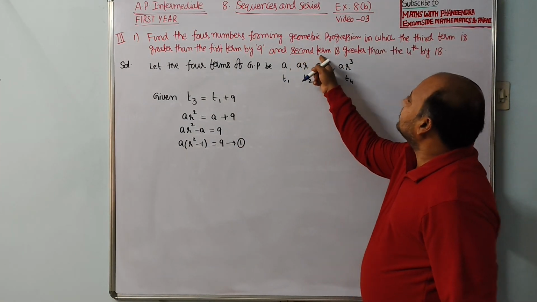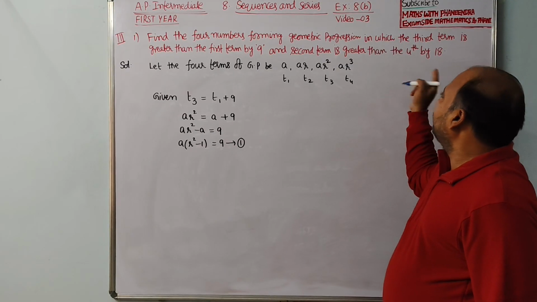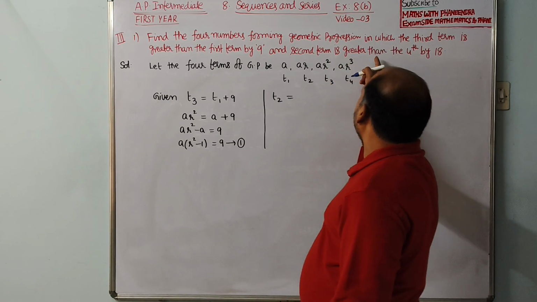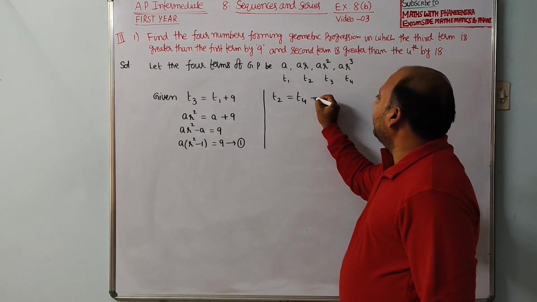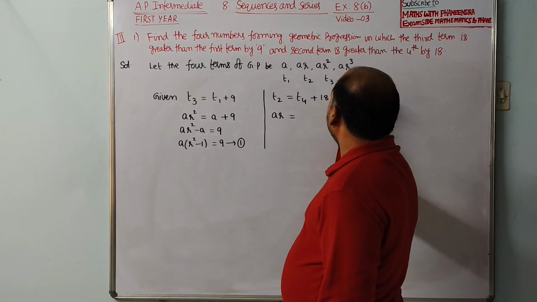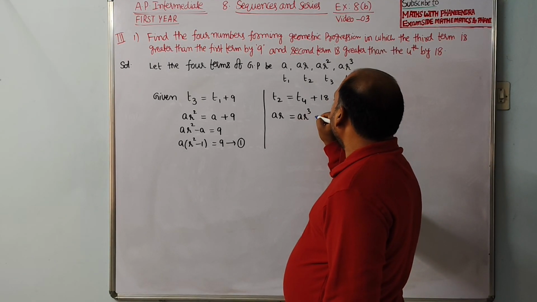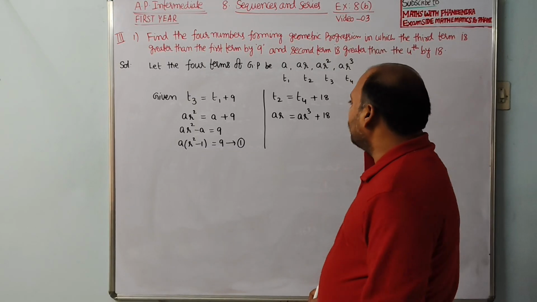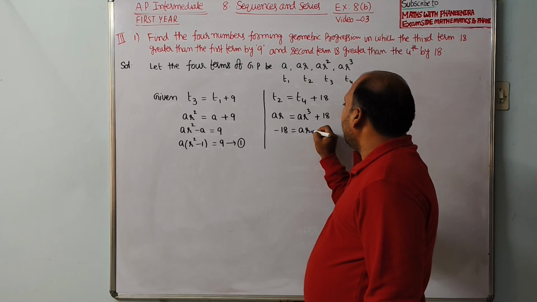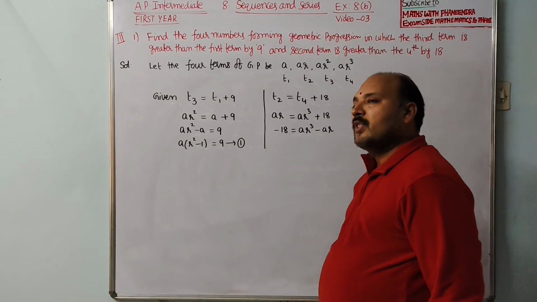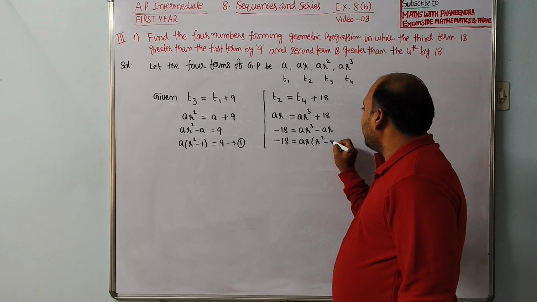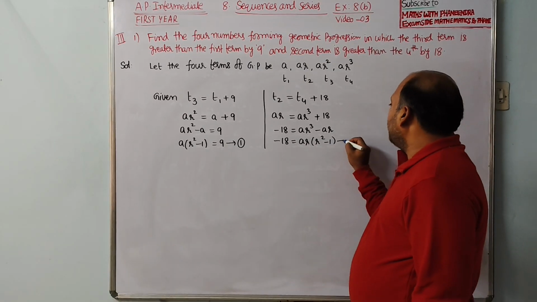Now take the second condition. Second term is greater than the fourth term by 18. That means T2 is greater than the fourth term by 18. So T2 means ar is equal to T4 means ar cube plus 18. I bring 18 this side and ar this side, minus 18 equal to ar cube minus ar. So minus 18 is equal to ar take common, r square minus 1. Am I right dear students? Keep that as equation number 2.